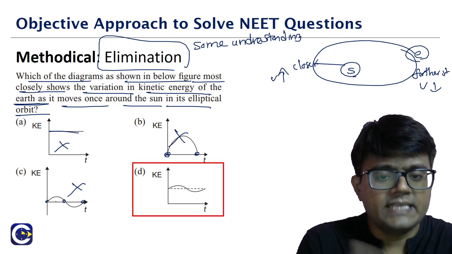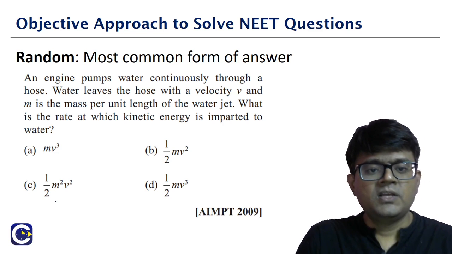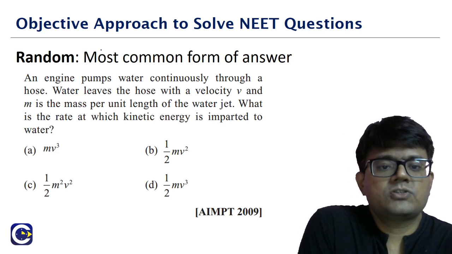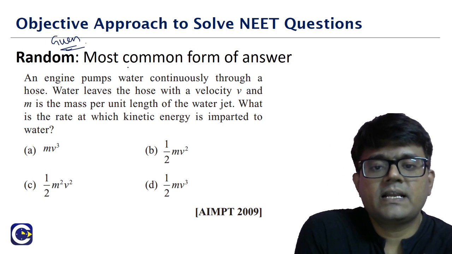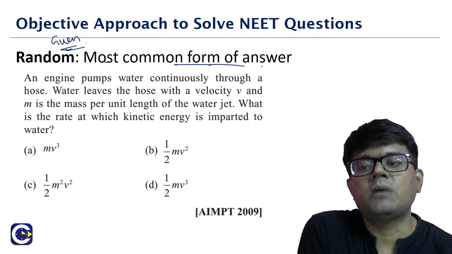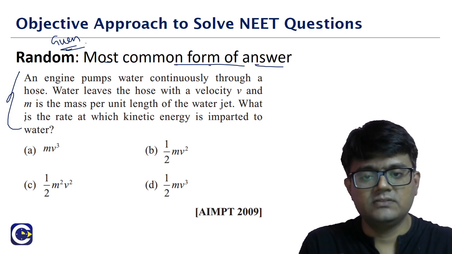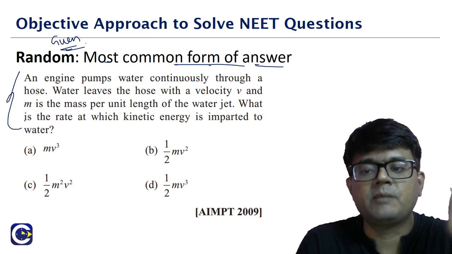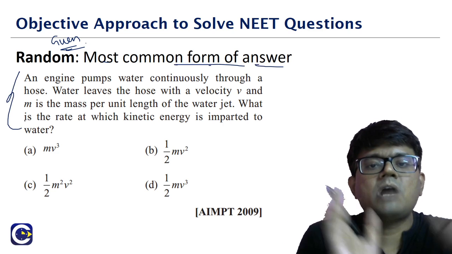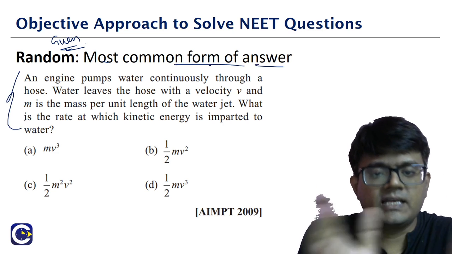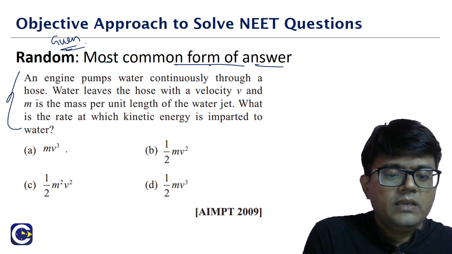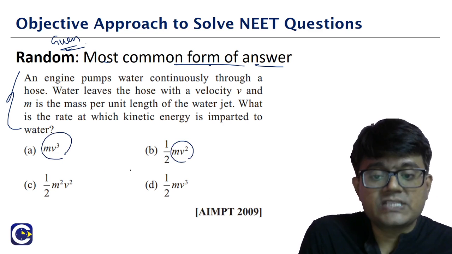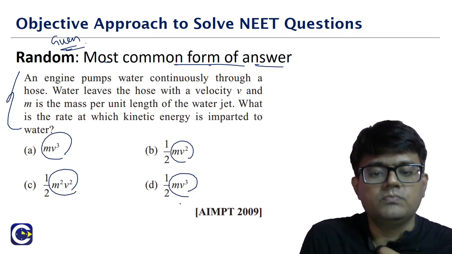Okay, so next, the random approach. Instead of random, we can also call it a guesswork. From here, the first scenario is the most common form of answer. In this, we don't even need to read the problem. They are saying something about an engine, pump, etc. Most common answer means among the given options, we have to see which of them has the most common form. Look here: mv cube, mv square, m square v square, mv cube. Which is appearing most commonly? mv cube is appearing most commonly.